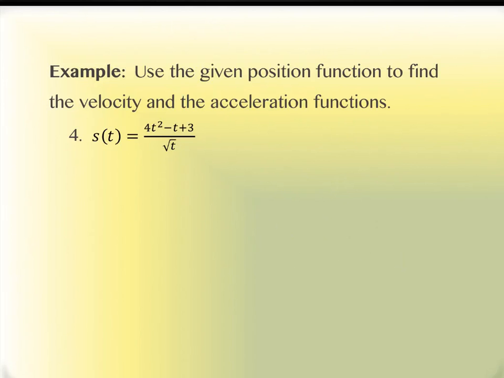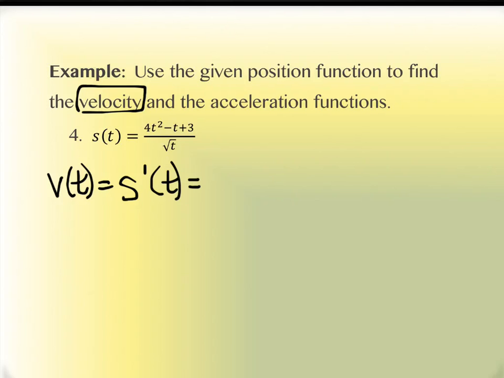All right, let's take a look now at this one. This one is a position function, and we're asked to find velocity. Just as a reminder real quick, what does velocity mean? First derivative. Okay, so we're finding a derivative, s prime of t. So velocity is called v of t. The notation we can also use is s prime of t.